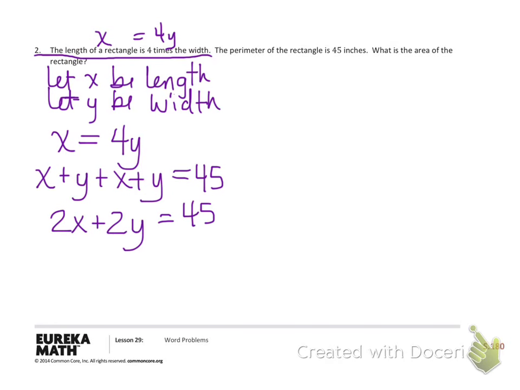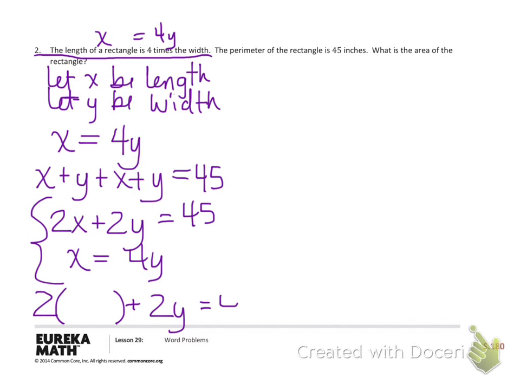Okay, so let's see. I'm not sure how you did this one, but I think substitution would work really well because I'm going to put this down here: x equals 4y, and here's my system that I'm working with now. So if x is 4y, that means I can write this equation: 2 times x plus 2 times y is equal to 45.